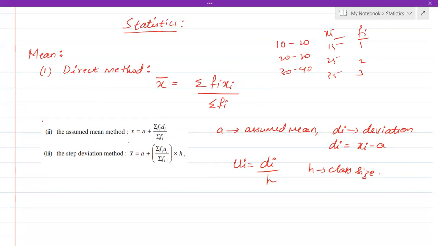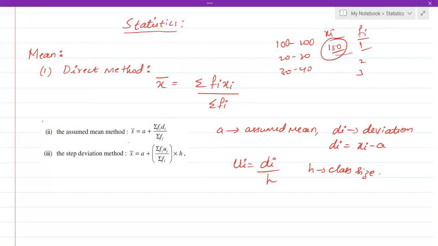If the xi and fi are a bit bigger, then we are going to use the assumed mean method. Let's say now xi is 15 or something. Instead of 10 to 20, if I take 100 to 200, then this will become 150, right? So this is a bit bigger, isn't it? Let's keep fi as it is. Now xi is bigger, fi is okay. In that case, you can use the assumed mean method itself.